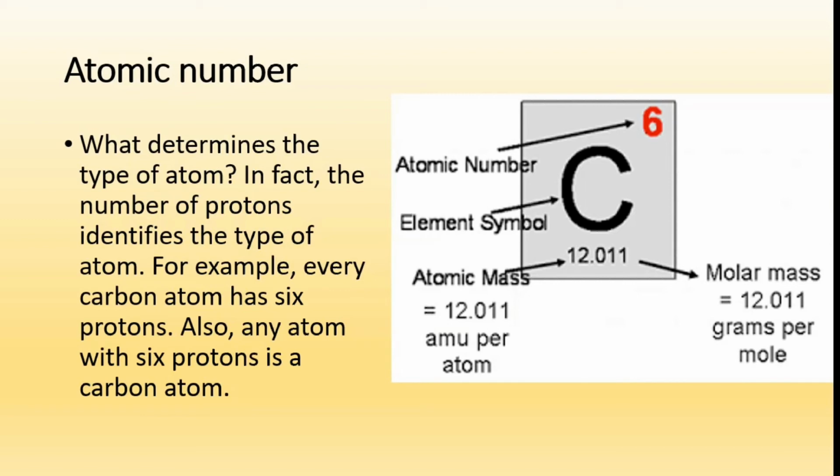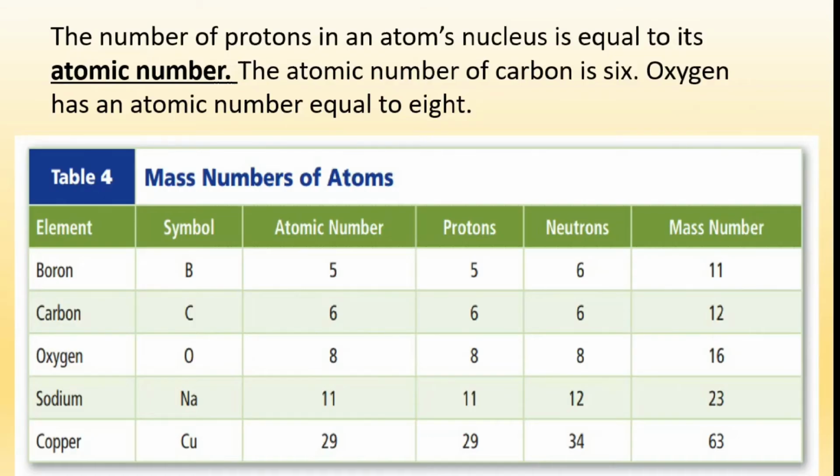Atoms of different elements have different numbers of protons. For example, atoms with 8 protons are oxygen atoms. The number of protons in an atom's nucleus is equal to its atomic number. The atomic number of carbon is 6, and oxygen has an atomic number equal to 8, as you can see on table 4. This is where you have the element, symbol, and the atomic numbers that I have been talking about.